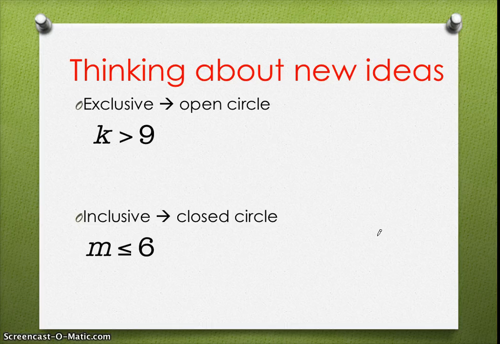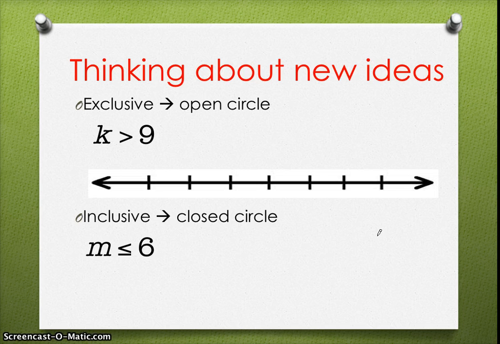And we also want to review when do we use an exclusive open circle and an inclusive closed circle. So given that we have the inequality k is greater than 9, on our number line we want to plot the number 9. It is exclusive because it does not contain the number 9. It's everything that's greater than 9. We want to do an open circle. And we know that greater than means that we're going to shade all values to the right.